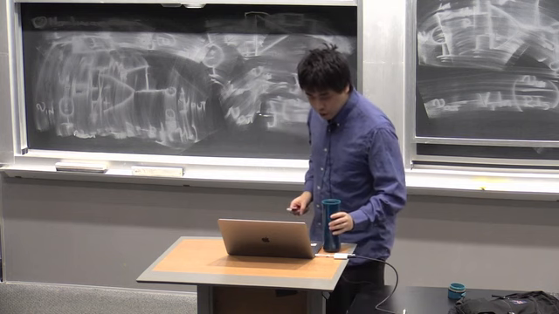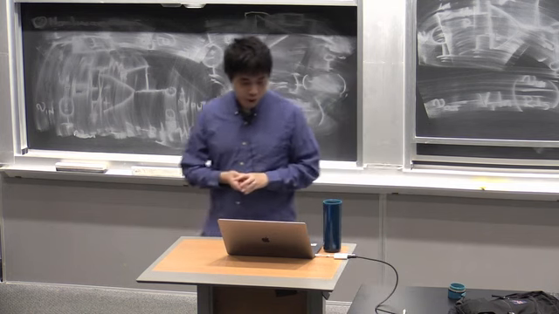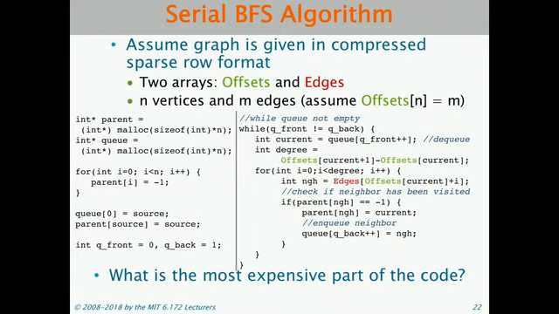OK, so here's a question. What's the most expensive part of the code? Can you point to one particular line here that is the most expensive? Yes? I'm going to guess looking up the edges list, because that's going to be all over the place in terms of memory locations. Sure, ngh of edges. OK. So actually, it turns out that that's not the most expensive part of this code, but you're close. Does anyone have any other ideas?